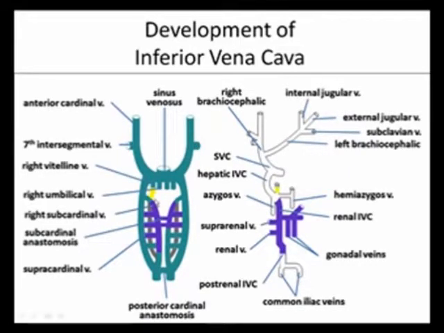The part of the inferior vena cava behind the liver, the hepatic portion of the inferior vena cava, arises from a new vessel that develops behind the liver and connects the subcardinal vein to the right vitelline vein. And so the hepatic portion of the inferior vena cava, which is actually this yellow area here, develops from this new vessel.